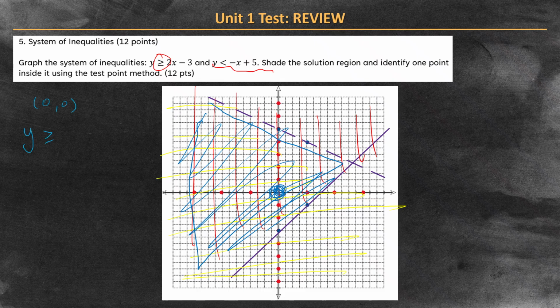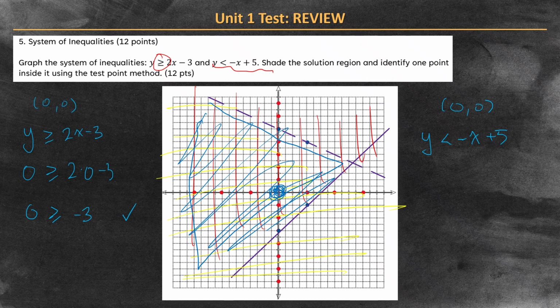Y is greater than or equal to 2x minus 3. And on the right side, let me again put 0, 0. Is it the solution for y is less than negative x plus 5? So let's substitute 0 greater than or equal to 2 times 0 minus 3. So 0, is it greater than or equal to -3? Yes, it is. So that's good.